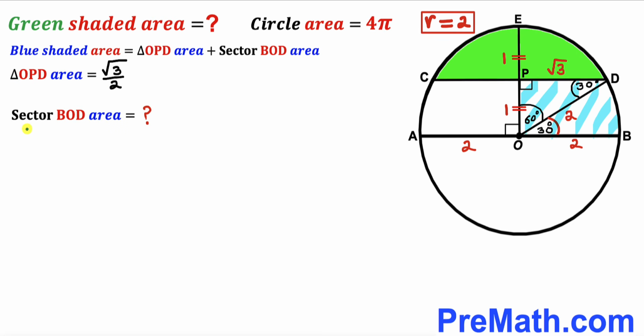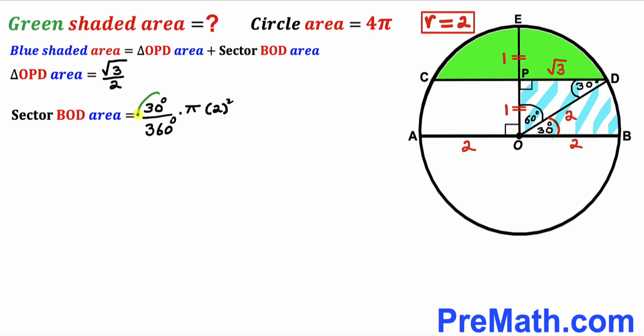And now we are going to calculate the area of the sector BOD as well. Let's recall the sector area formula. Sector area equals the angle theta divided by 360 degrees times pi r squared. In our case, our angle theta is 30 degrees, and the radius r value is 2. So therefore the sector BOD area is going to be 30 degrees divided by 360 degrees times pi times our radius 2, whole squared.